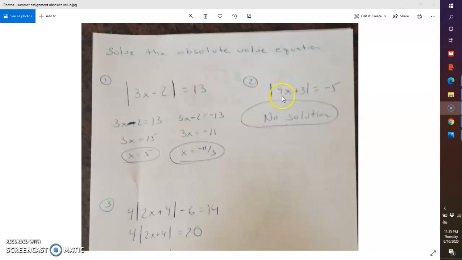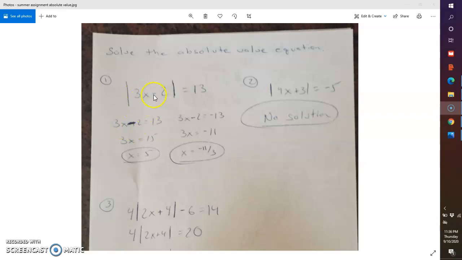So if you look at number 2, this is what can't happen. An absolute value can't equal a negative. If it ever does, it's an automatic no solution. But if you have something like this with an absolute value, you can have negative and positive signs all throughout your absolute value. That's not a problem. What's important is that it's equal to a positive number. And when it is, this is how you solve it.